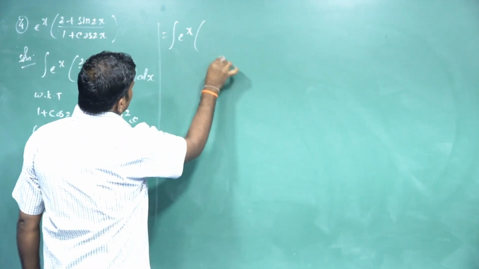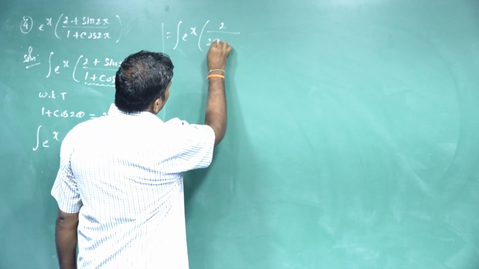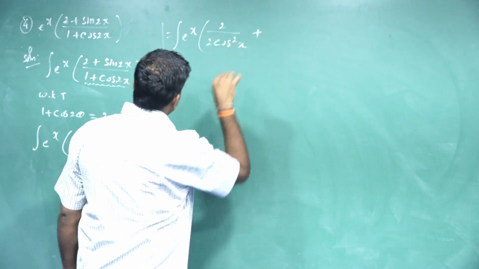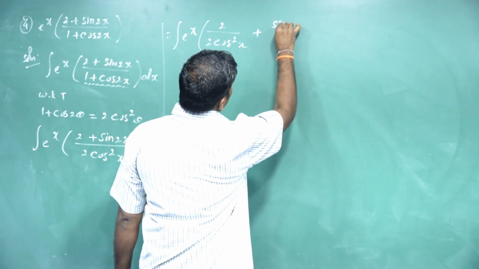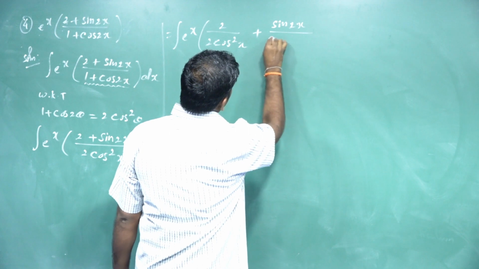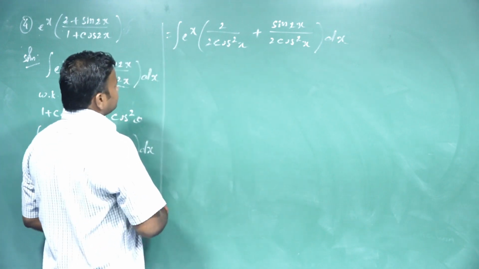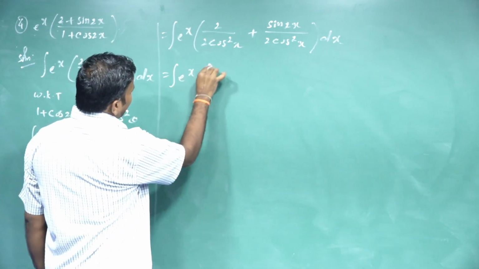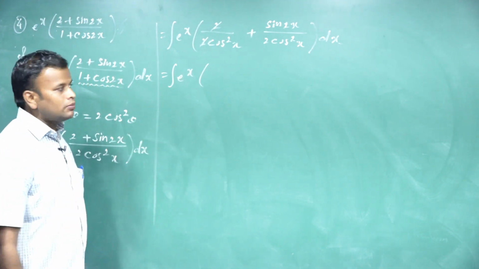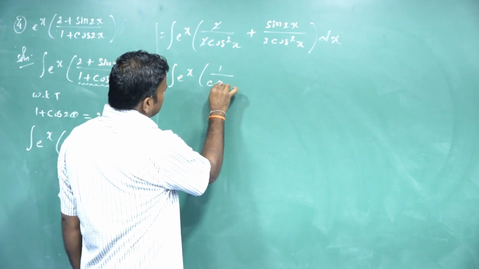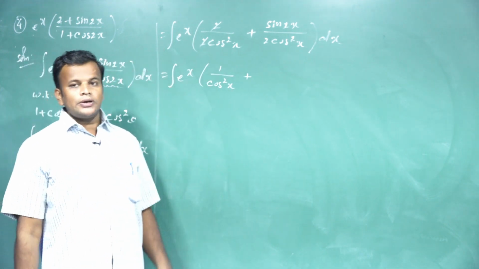So e power x we split. 2 divided by 2 cos square x plus sin 2x divided by 2 cos square x, into dx. In the first term, I cancel this 2. Numerator and denominator 2 I will cancel. So 1 by cos square x. In the second term, you see sin 2x divided by 2 cos square x.